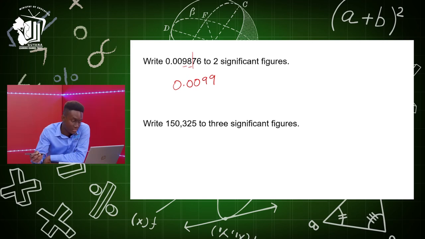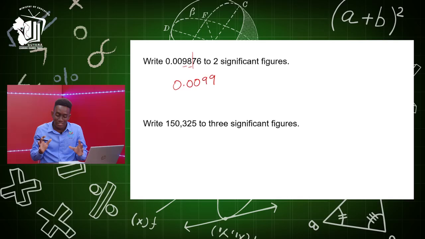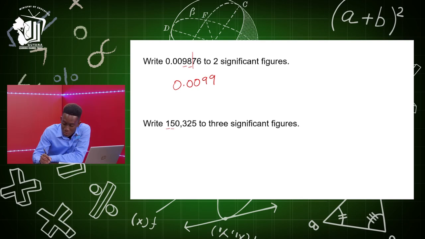Let's look at another example. We want to write 150,325 to 3 significant figures. This one may be slightly different because of one additional thing that we have to do. So let's look at this. For 3 significant figures, we start counting from the first non-zero digit. So we count 1, 2, and we must include the 0, because we count every digit after the first non-zero, regardless of whether the digit is 0 or not. We have to include it.